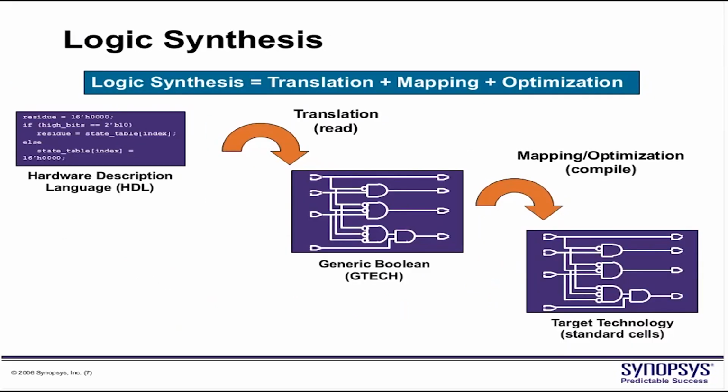Now, logic synthesis is divided into 3 parts. The first part is called translation, the second part is called mapping, and the last part is called optimizing. The first part, translation, is the name given to the process of converting the HDL description into something called a GTECH netlist. GTECH is a term specific to Synopsys. GTECH means generic Boolean.